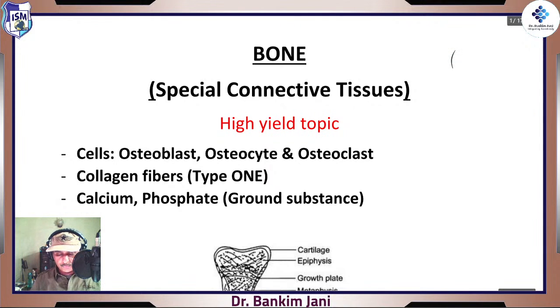So now coming to bones: again it is a special connective tissue, a high yield topic. Osteoblast, osteocyte and osteoclast. The name itself is telling that it is for production, for maintenance and for destruction, right? Collagen fibers are type 1, we know this, right? This is bone. Calcium phosphate would be in the ground substance.